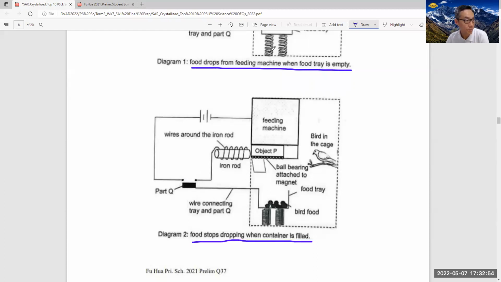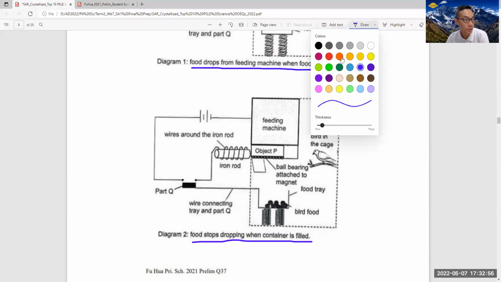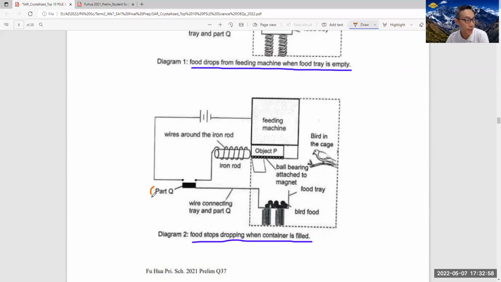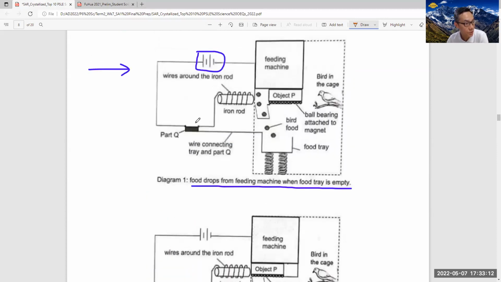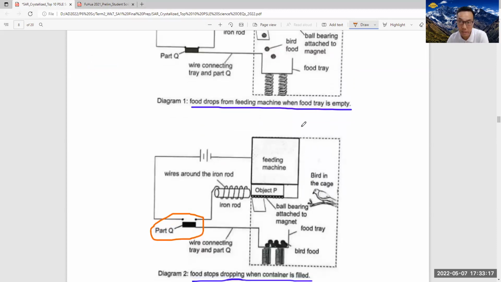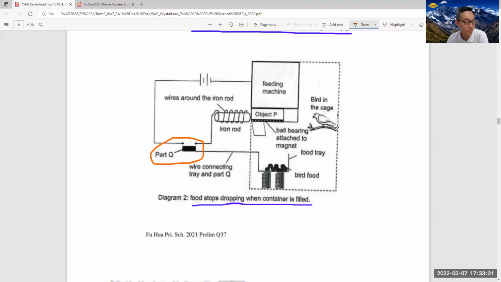Okay, notice something unique here about the connection. You see this part Q, right? When the food tray has food, can you see part Q is away from this connection here compared to here? So you need to know the difference. When observing these two diagrams, you need to know how the mechanism works.